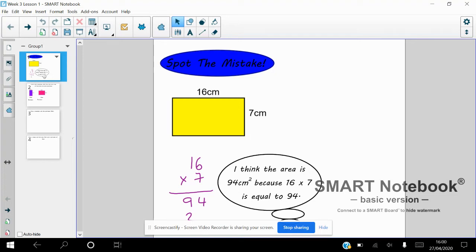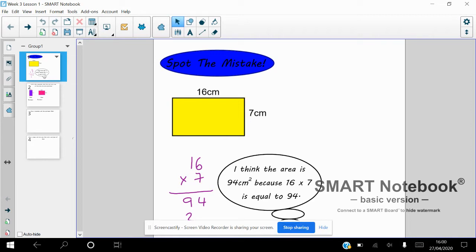Hi, Year 4. Okay, so today we are going to be doing a little investigation into area and perimeter and thinking about the relationship between the two. So we're going to start off with a little bit of mistake spotting.